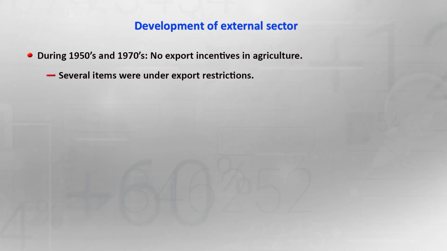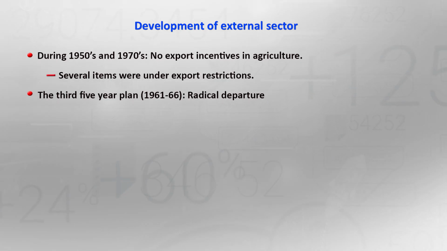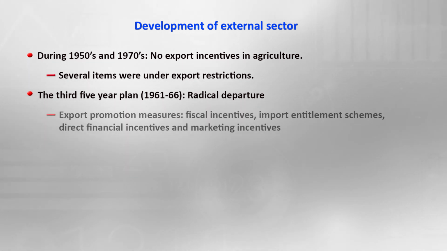A number of activities were taken to develop the external sector. In the 1950s to 1970s there were no export incentives in the agriculture sector because there was a shortage of food grains and agriculture commodities. So there were several restrictions on the export of agriculture commodities. In the third 5-year plan, during 1961 to 66, there was a radical departure from the earlier policy, and a number of measures were taken to promote export activity in the country.